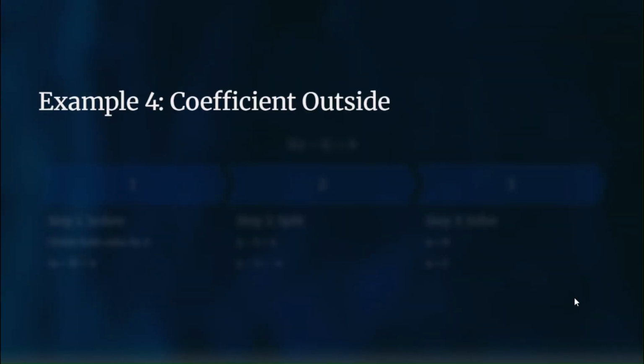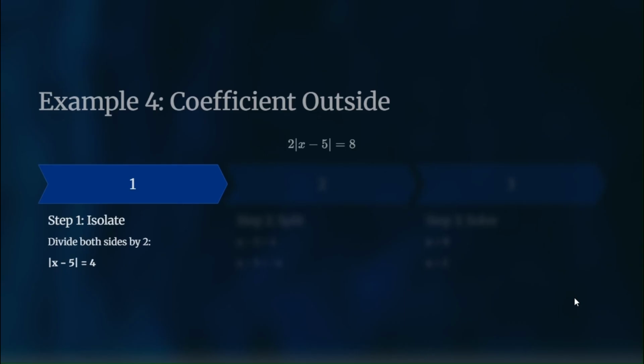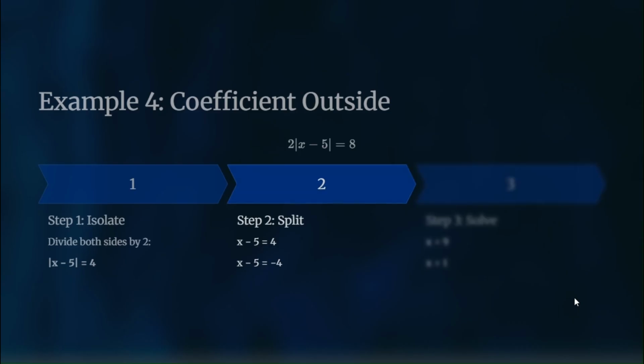When a coefficient multiplies the absolute value, divide it away first. For instance, if you have 2 times absolute value of x minus 5 equals 8, first you'll need to isolate. So divide both sides by 2 so that you have the absolute value term on one side of the equation. So this becomes absolute value of x minus 5 equals 4. Then we can split it. Let x minus 5 equals +4 and x minus 5 equals -4. And then you can solve for each. So x will either be equal to 9 or x is equal to 1.